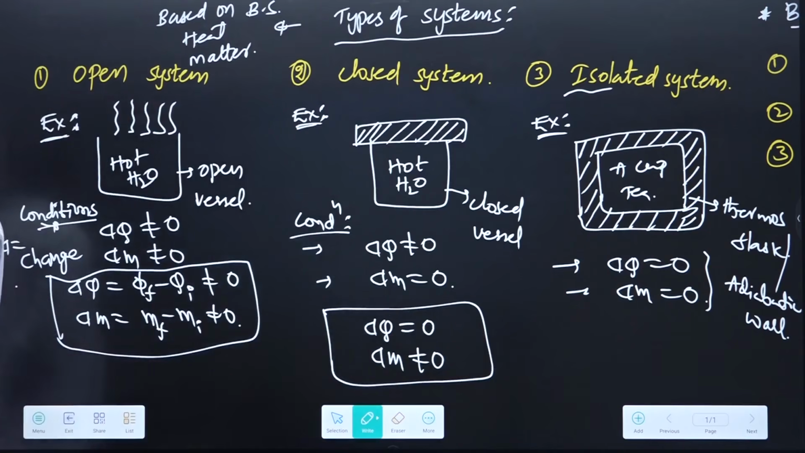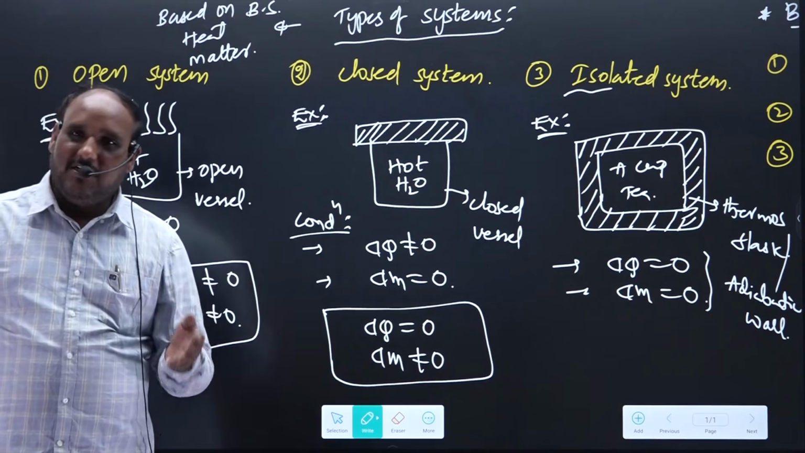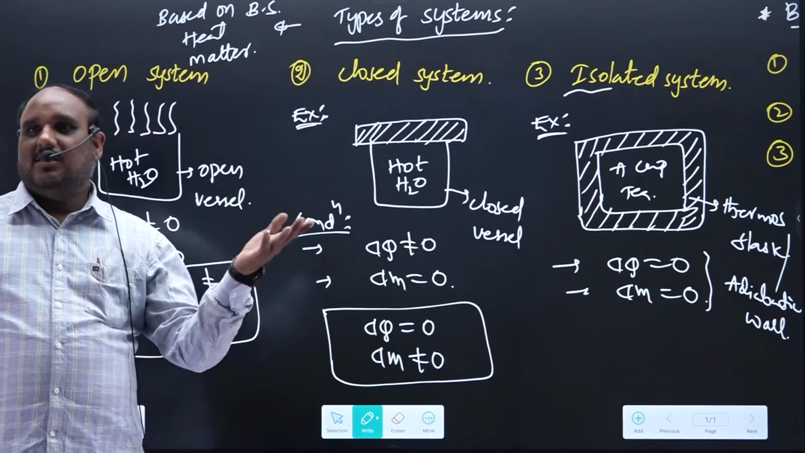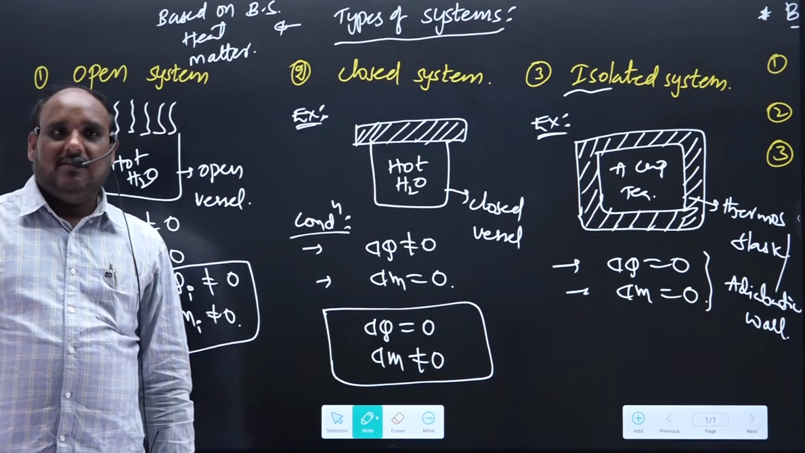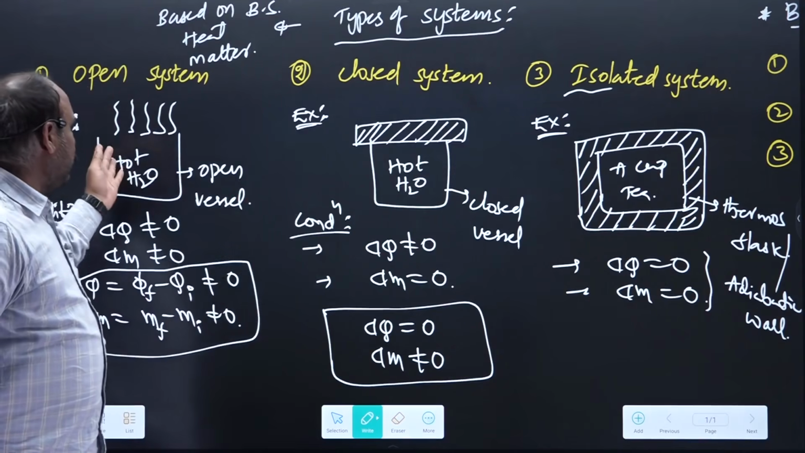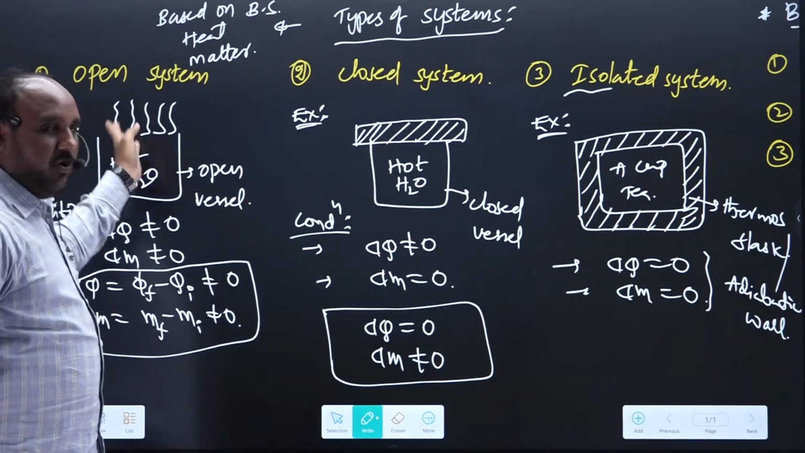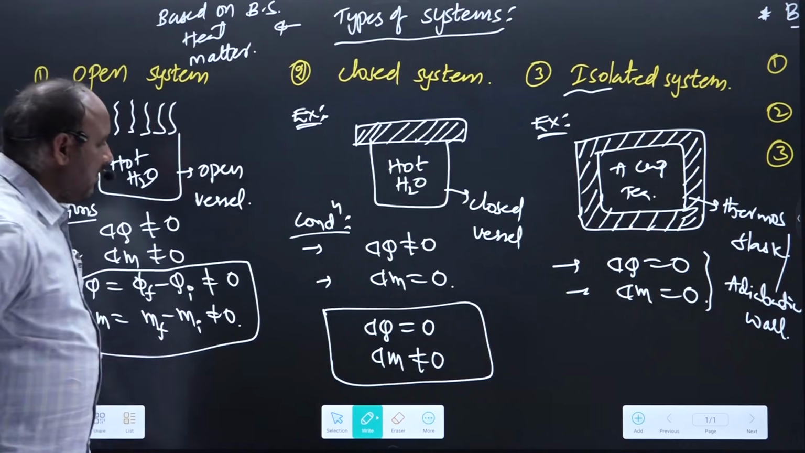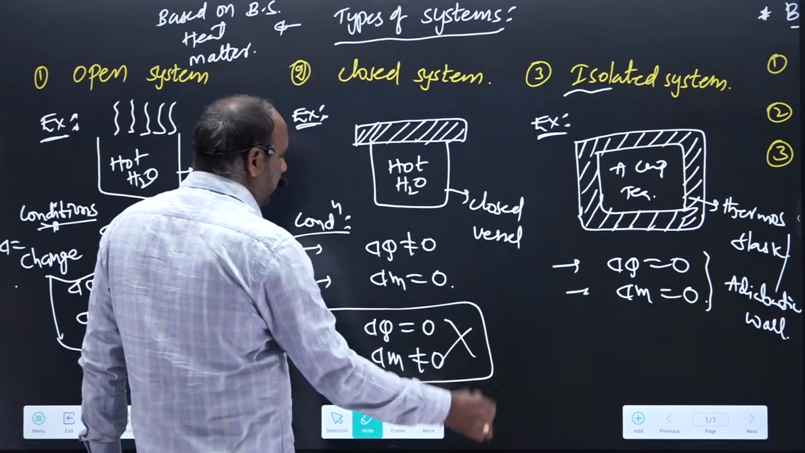Delta Q 0 means constant. There is no change of heat. Delta M not equals 0 means there is a change of matter. Without heat change, is there possibility of matter will change? Whenever heat will be changed, there is a change in matter, right? So even in open system, matter will be changed without exchanging heat energy? No, it won't happen, right? So therefore it is not applicable, right?